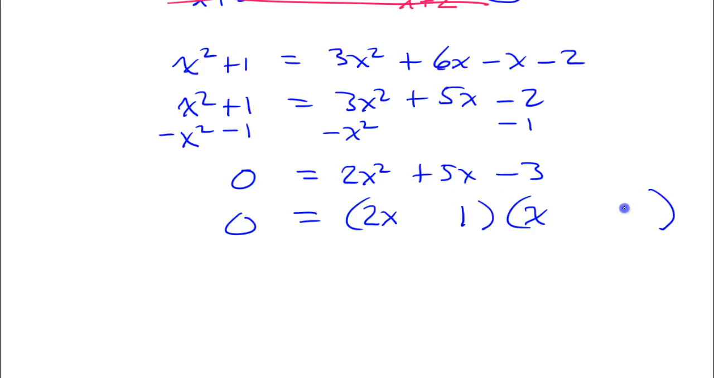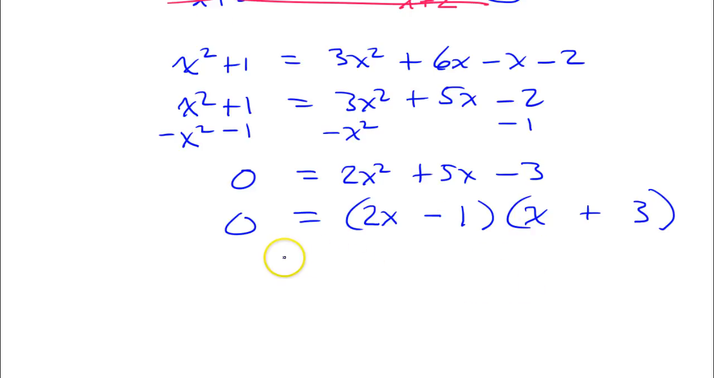Okay, so let's try putting the 1 here and the 3 here. Again, inner plus outer must equal middle. Inner, I have 1x. Outer, I have 6x. To make positive 5, I need a negative 1 and a positive 6. So negative here, positive here. This time, we have a negative times a positive is a negative for the negative 3. So that is working out. Okay, so that's factored properly.